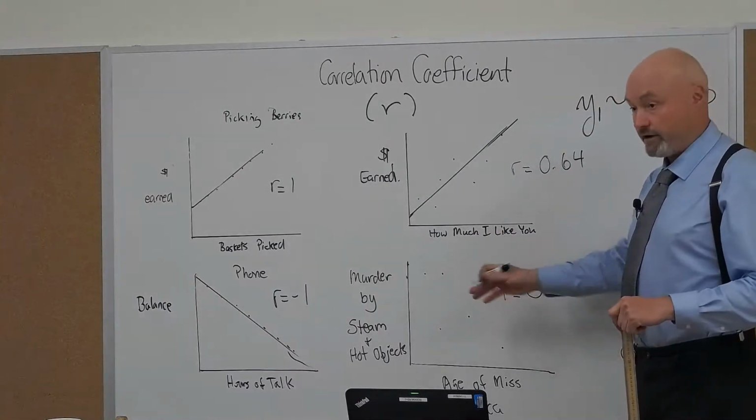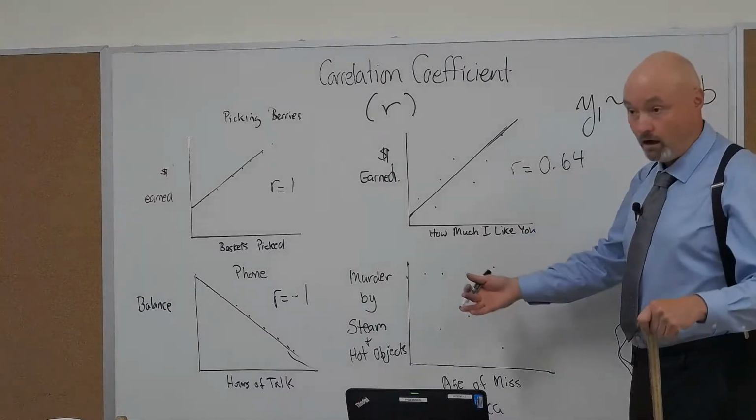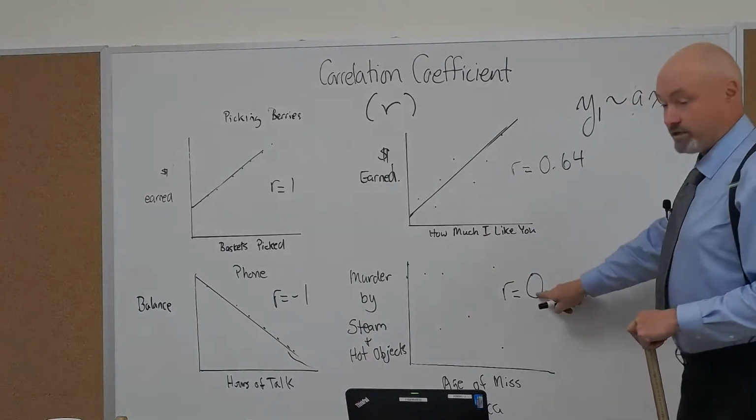So there would be no correlation. I could put a line on there. It wouldn't matter which one. All of them would fit. This has an R of 0.